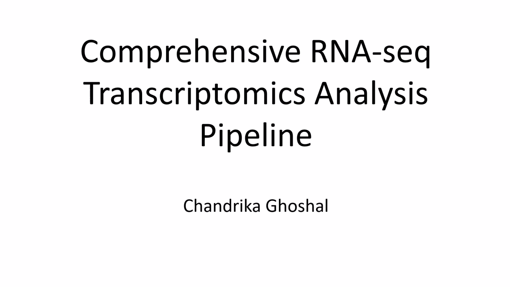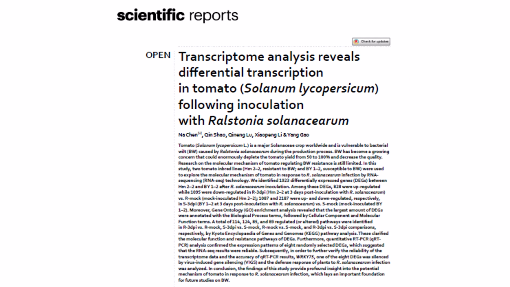So here is the comprehensive RNA-seq transcriptomics analysis pipeline. For this study, we have followed this paper by Chen et al. 2022, where they have done the transcriptome analysis that revealed differential transcription in tomato following inoculation with Ralstonia solanacearum, which causes bacterial wilt.